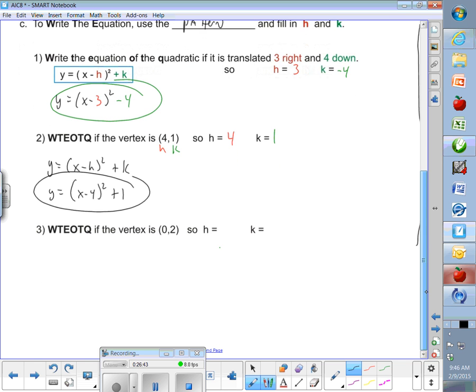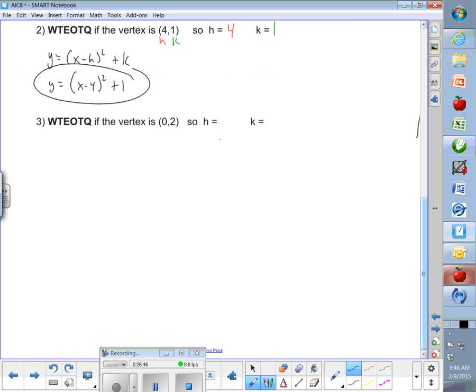All right, go ahead and do the third one. Because you need to know h, k, I put off to the side h equals, k equals. Write your pattern, fill it in, and voila. And then you should simplify it. Have your final answer in simplified form.